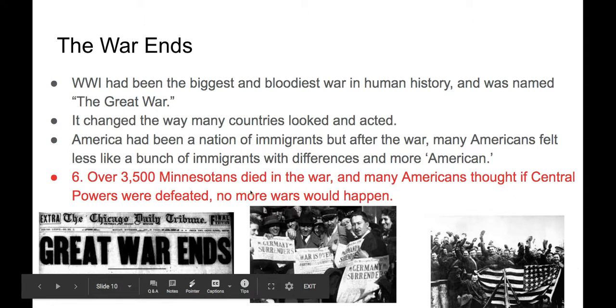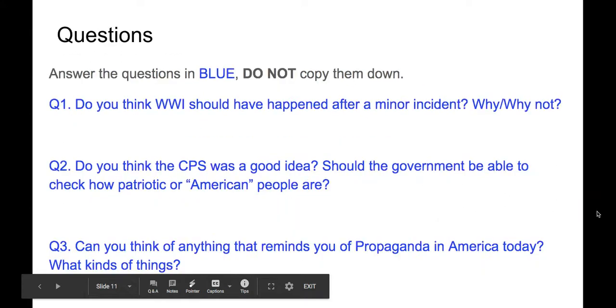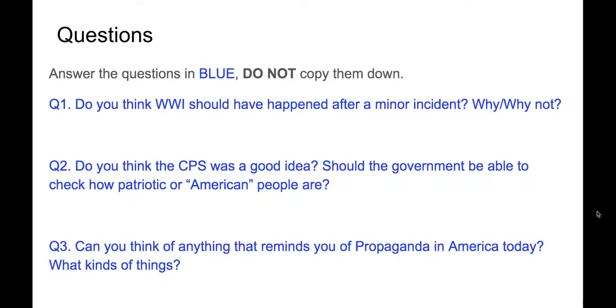Okay, so you need to have all 6 of these red sentences on your note sheet, and next you need to answer these questions. I will read them to you and help explain them. You do not need to write down these blue questions. You need to write down your answers to them, okay?